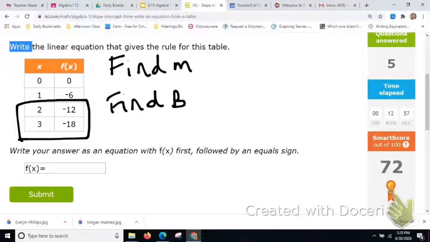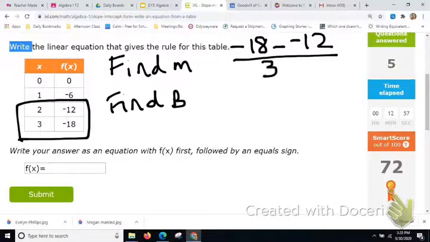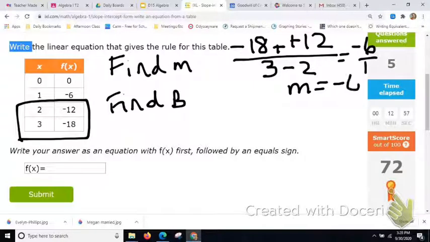So remember to find the slope, subtract those y's on the top. We usually do second y, subtract the first y. As long as you go in consistent order, it's going to work either way. And then 3 minus 2. So this is negative 6 over 1, which means my slope is negative 6. So I already know the next part of what I'm going to type in is going to be negative 6.